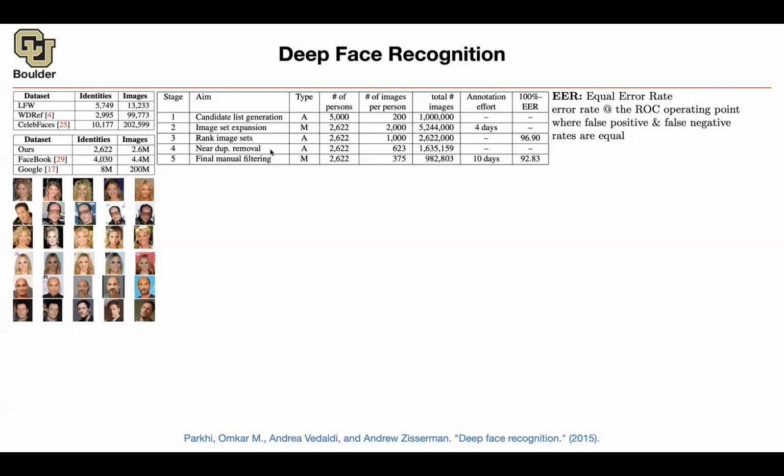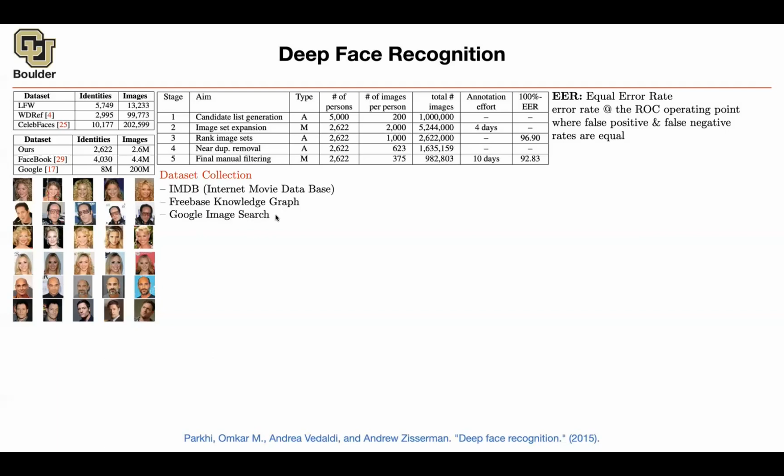Then you're going to remove the near duplicate images. You're going to end up with 623 images per person. That's going to give you around 1.5 million images. You can also go ahead and do another round of final manual filtering. So this is manual, this is manual, this is automatic, automatic, automatic. Let's go a little bit more into the details.